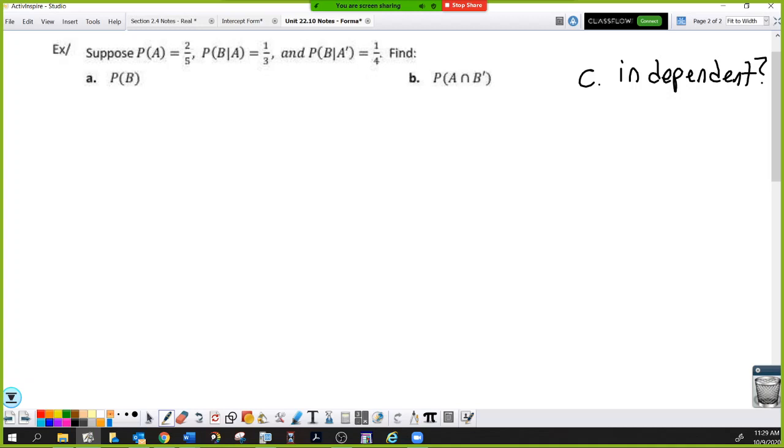Here we go. Suppose the probability of A is 2/5. The probability of B given A is 1/3. And the probability of B given A not is 1/4. Find some stuff.